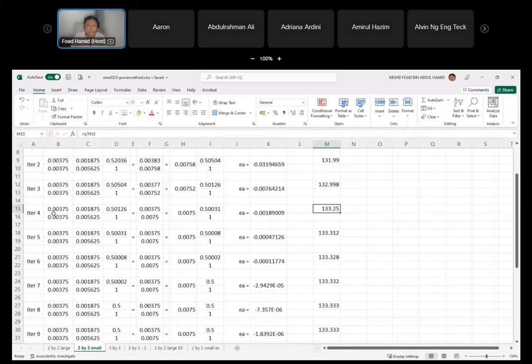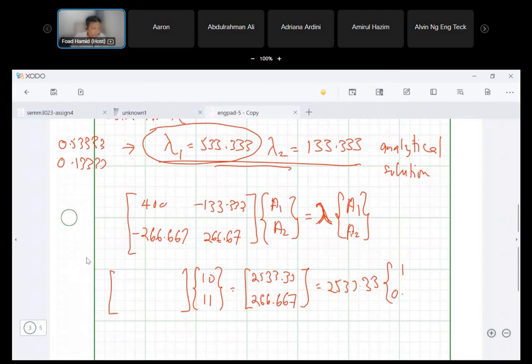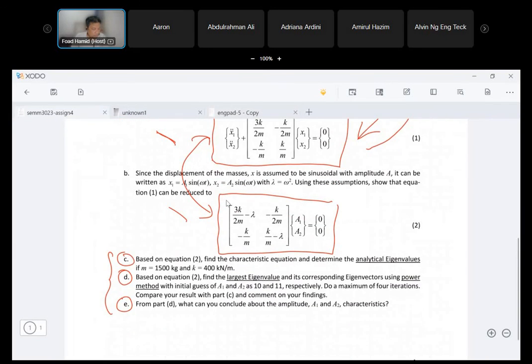Note, please read your textbook on how to find the smallest eigenvalue using the power method. I believe it's also in my video lecture. So that's it using the power method. Next, let's look at the question. What is the next question? Do a maximum of 4 iterations. Okay, that's fine. Compare your result and comment on your finding.